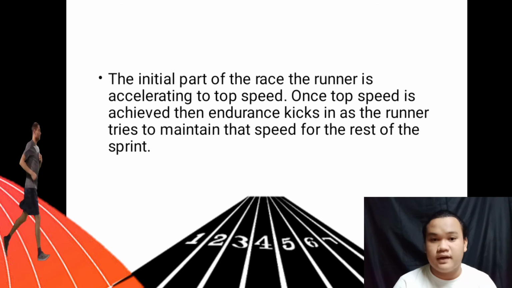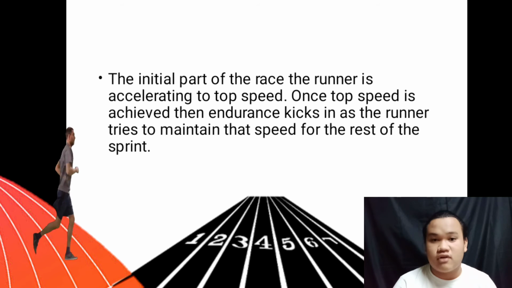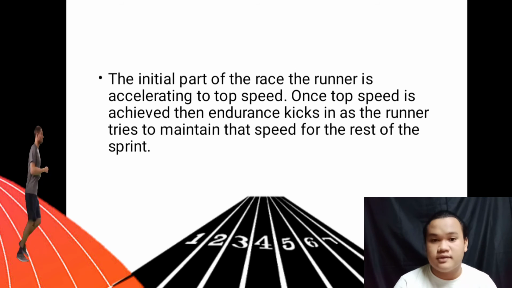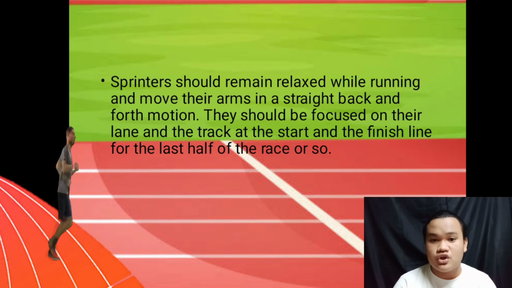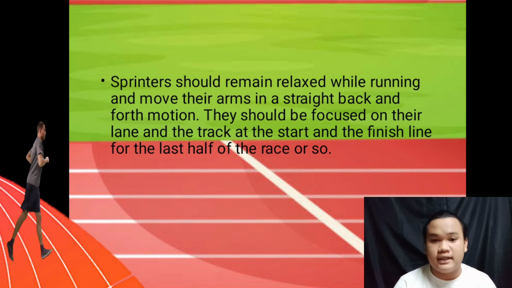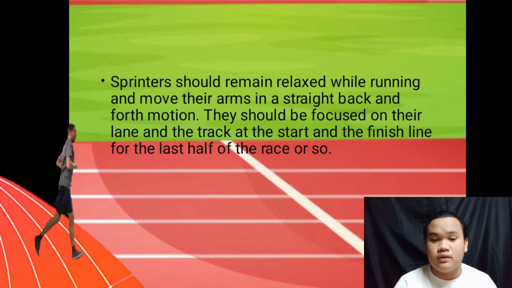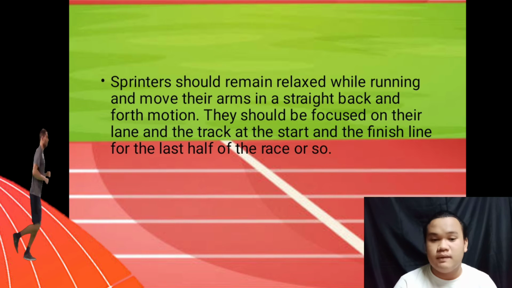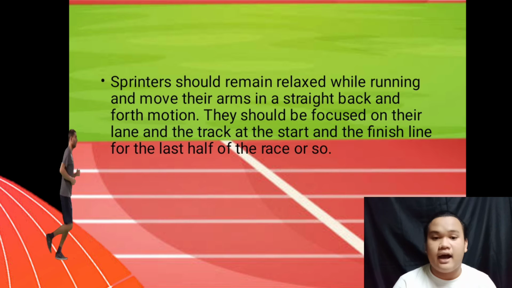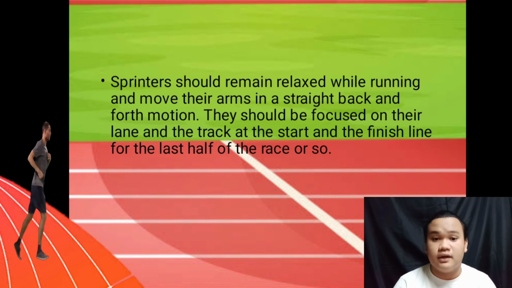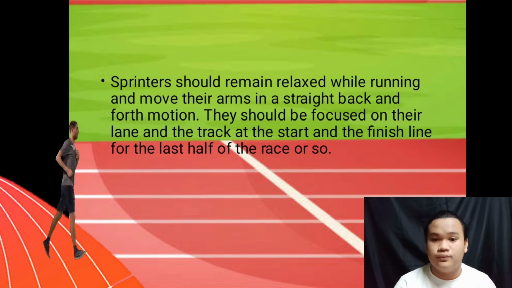Once top speed is achieved, the endurance kicks in as the runner tries to maintain their speed for the rest of the sprint. Sprinters should remain relaxed while running and move their arms in a straight back and forward motion. They should be focused on their lane and the track, and at the finish line for the last half of the race or so.